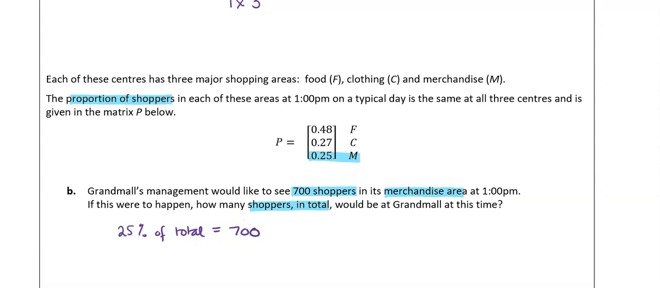We can set up an equation to find out what that total must be. So I would convert that. I would use the proportion, 0.25. Remember, when we're finding a percentage of something, we'd multiply. And we know that that is equal to 700. And so when we solve that on our calculator, we get 2,800. So we want 2,800 total shoppers.